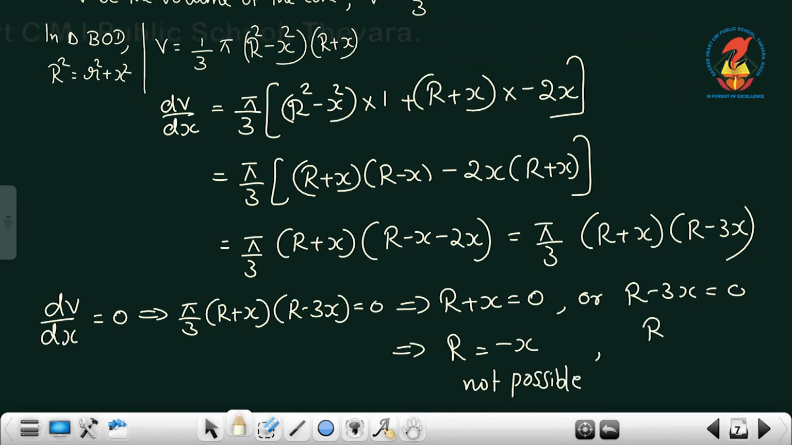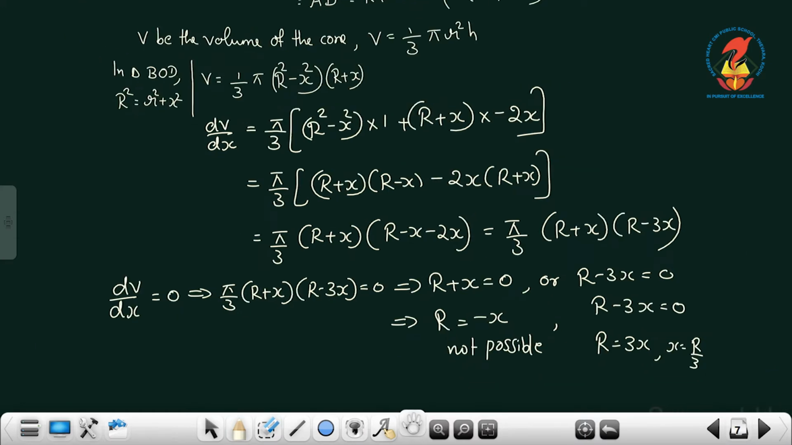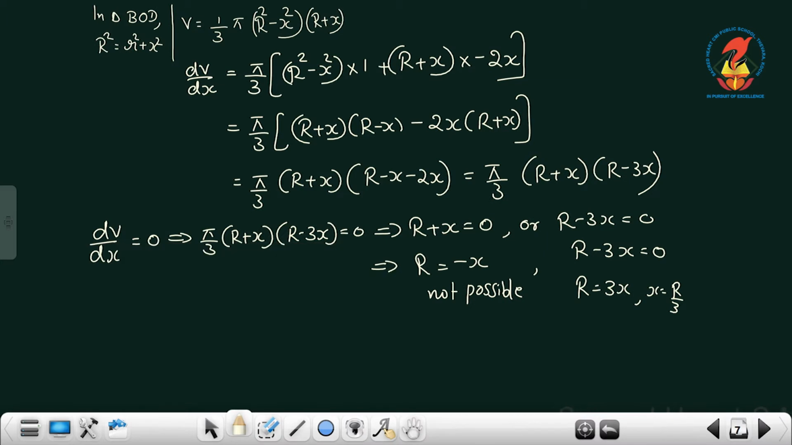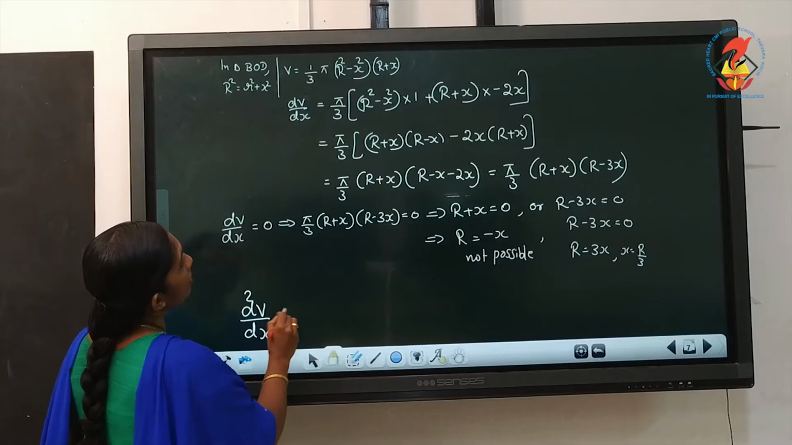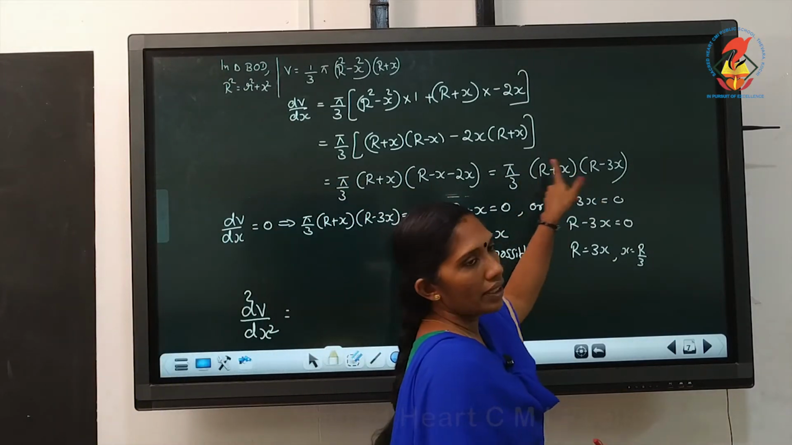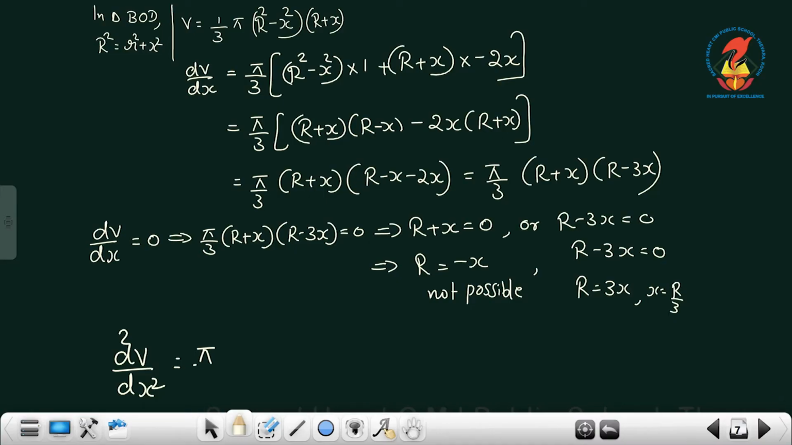Here R minus 3x is 0. So we can write R is equal to 3x, or x is equal to R by 3. Okay. Now find the second derivative, d square v by dx square. So that is the last step you have to take. Pi by 3 is a constant.